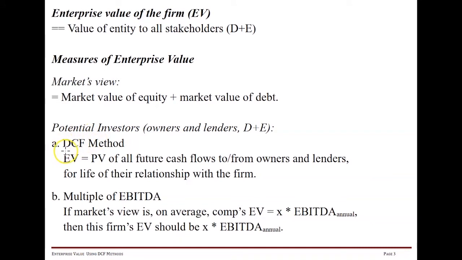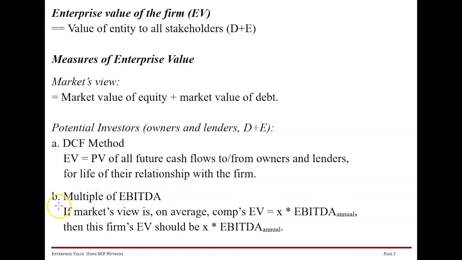What we're going to be focused on is our set of DCF methods. And when we're using DCF methods, the enterprise value of the firm is going to be our best estimate of the enterprise value of the firm. And it's going to be simply the present value of every stinking cash flow to and from owners and lenders for the life of our relationship with the firm, starting at t equals 0 and going out for as long as the team is still in control of the firm.